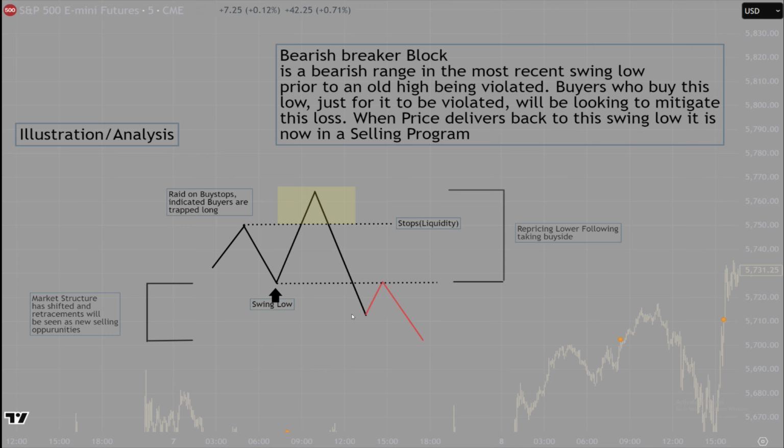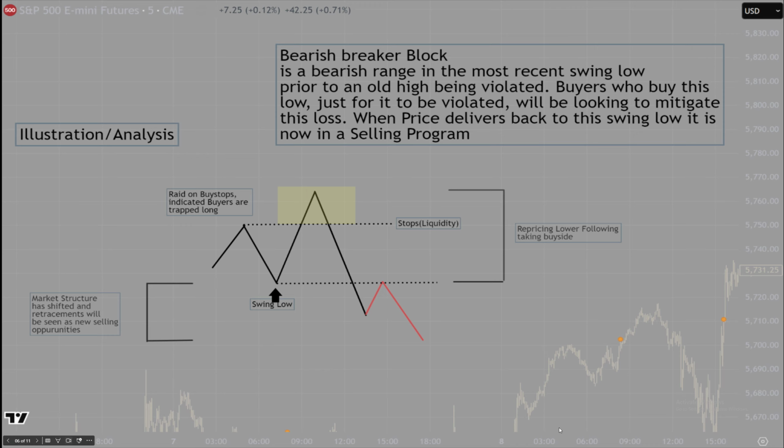When price fulfills that wish, you know you're in a selling program because it's offloading the futures contracts here, and it's going to go back down. Now, this is a really strong model. I've been using this for a very, very long time. Once this event happens here, market structure has shifted, and any retracements will now be seen as new selling opportunities.